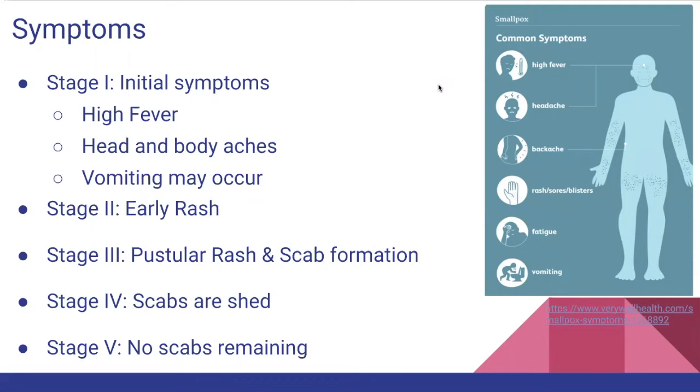The second stage is the early rash stage, and this is considered to be the most contagious stage. It usually lasts about 4 days, and during this stage, a rash will begin to form on the person's tongue and/or in any other area of the oral cavity. The third stage is the pustular rash and scab formation. This lasts for about 10 days, and it is also considered to be a contagious stage of smallpox. Those infected will present sores that become pustules, and after 5 days, the pustules will begin to form a crust and start to scab.